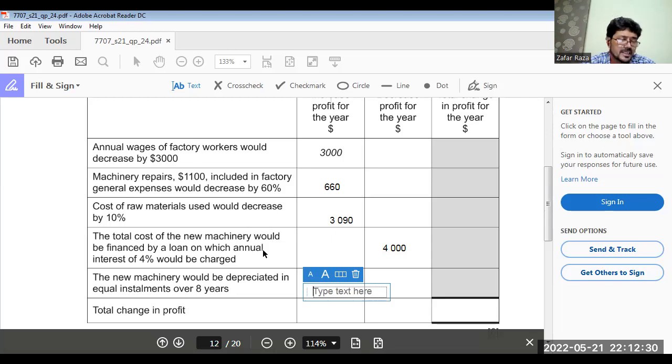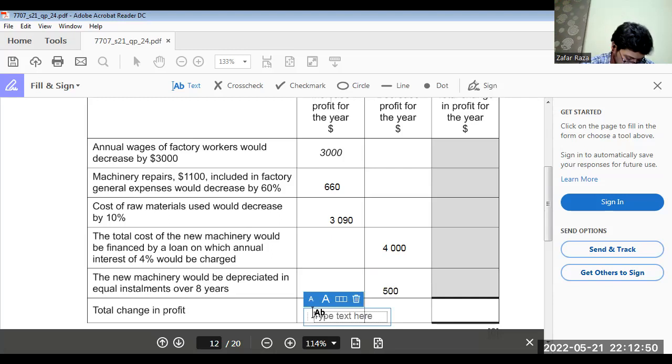Yeah, 100,000 divided by 8 is 12,500, and we computed depreciation on old machinery 12,000. So there is a decrease in profit for 500. So total change in profit is how much? Total additions 6,750. That's a decrease in profit 4,500.